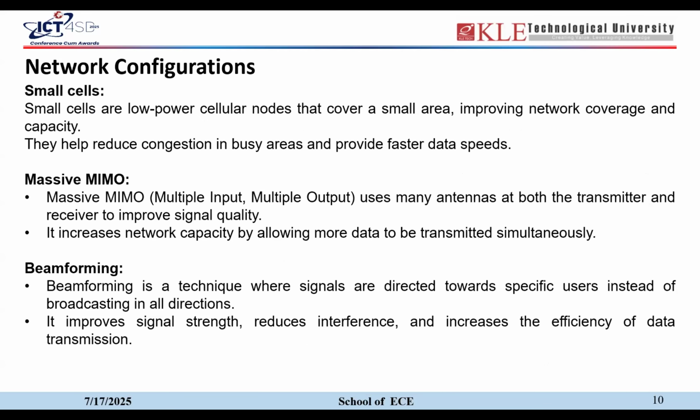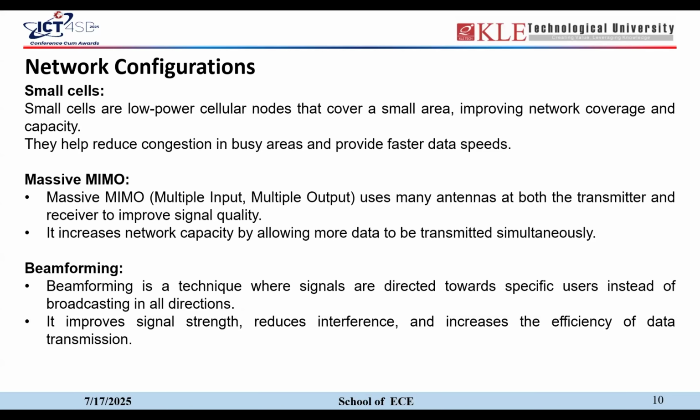The network configurations are, first, small cells. Small cells are low power cellular nodes that cover a small area, improving network capacity. They help reduce congestion in busy areas. For example, in dense areas like malls, stadiums, and urban hotspots, they help offload traffic from large towers and improve data speed in crowded places.